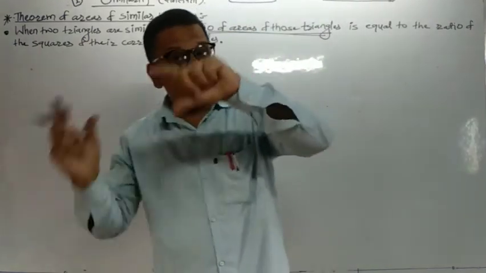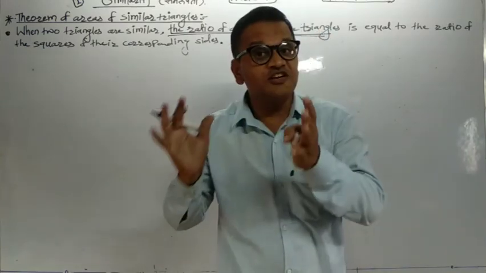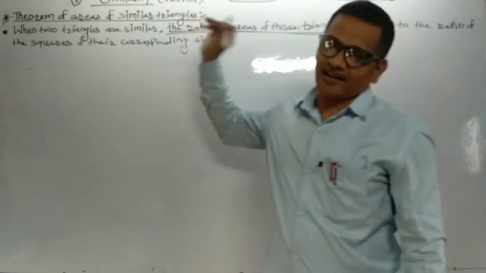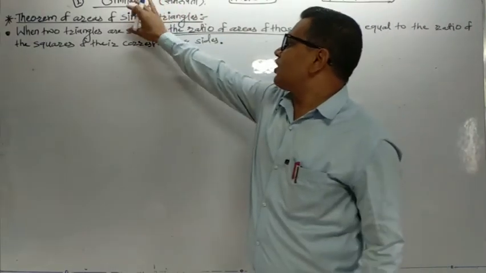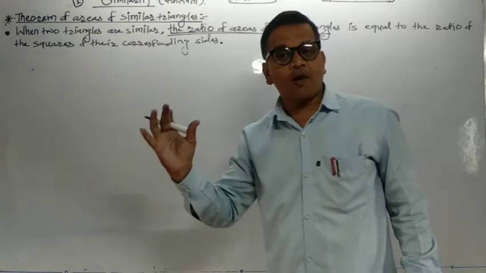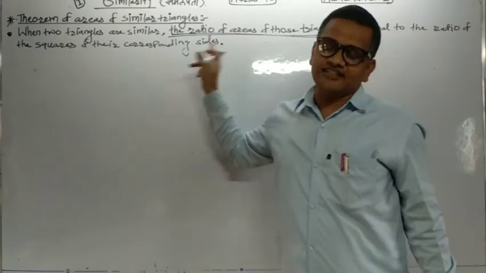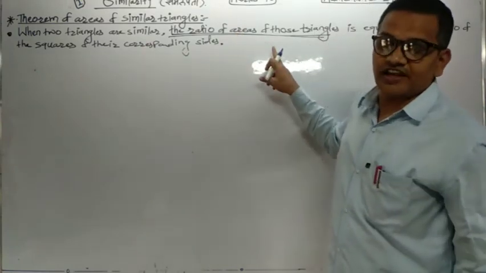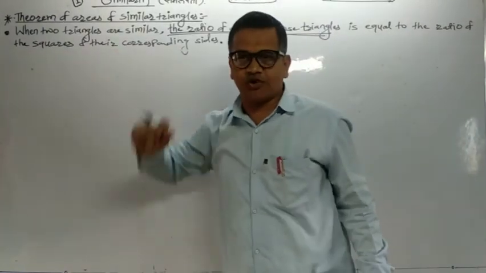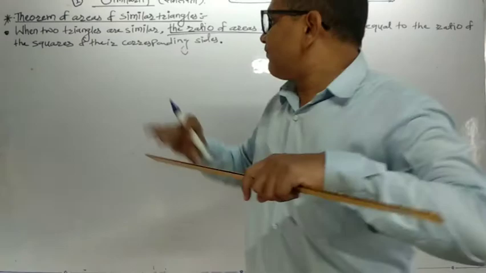Today we are going to find out the ratio of areas of two triangles, but today these triangles are similar triangles. The ratio of areas of two similar triangles is equal to the ratio of squares of their corresponding sides. When two triangles are similar, then the ratio of areas of those triangles is equal to the ratio of squares of their corresponding sides. Now I am going to write the proof of this statement.